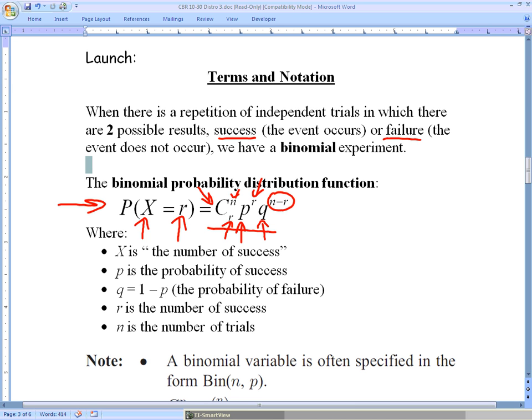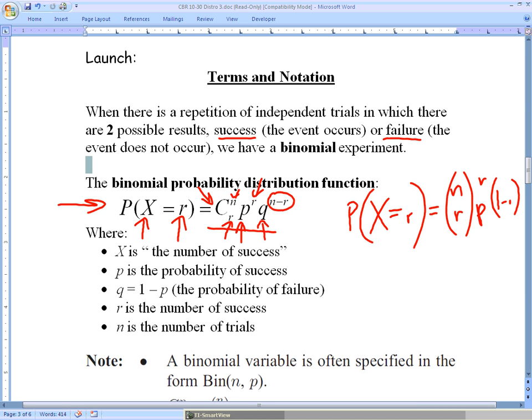Another way we could write that is the probability, again, for our variable equals some value r is equal to n choose r, using that notation there. Then you could have p again to the r, and then instead of writing q, you could just write the complement of p, or 1 minus p, to the power of n minus r. So I think that's probably closer to how it looks in your formula packet.